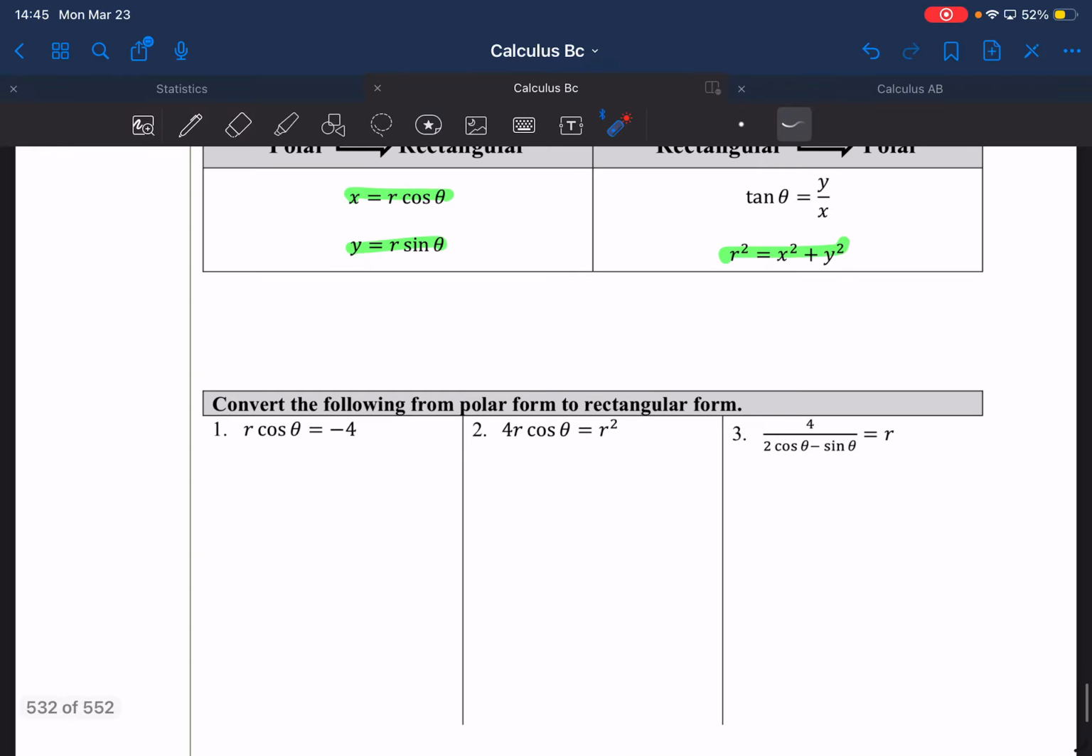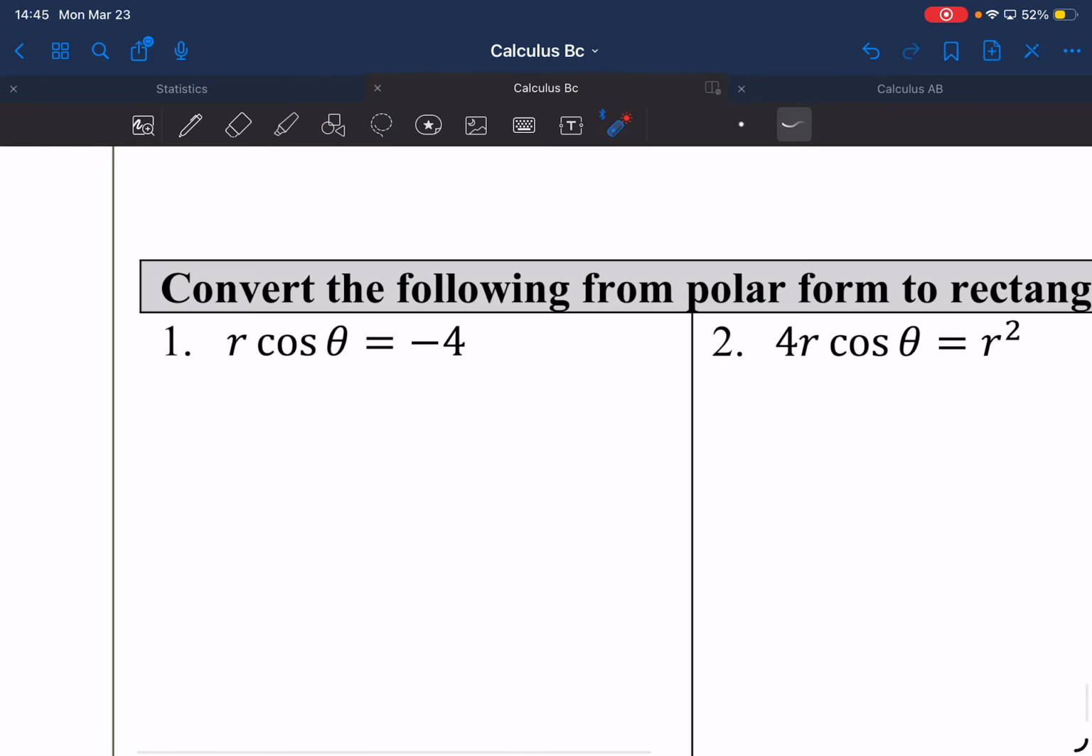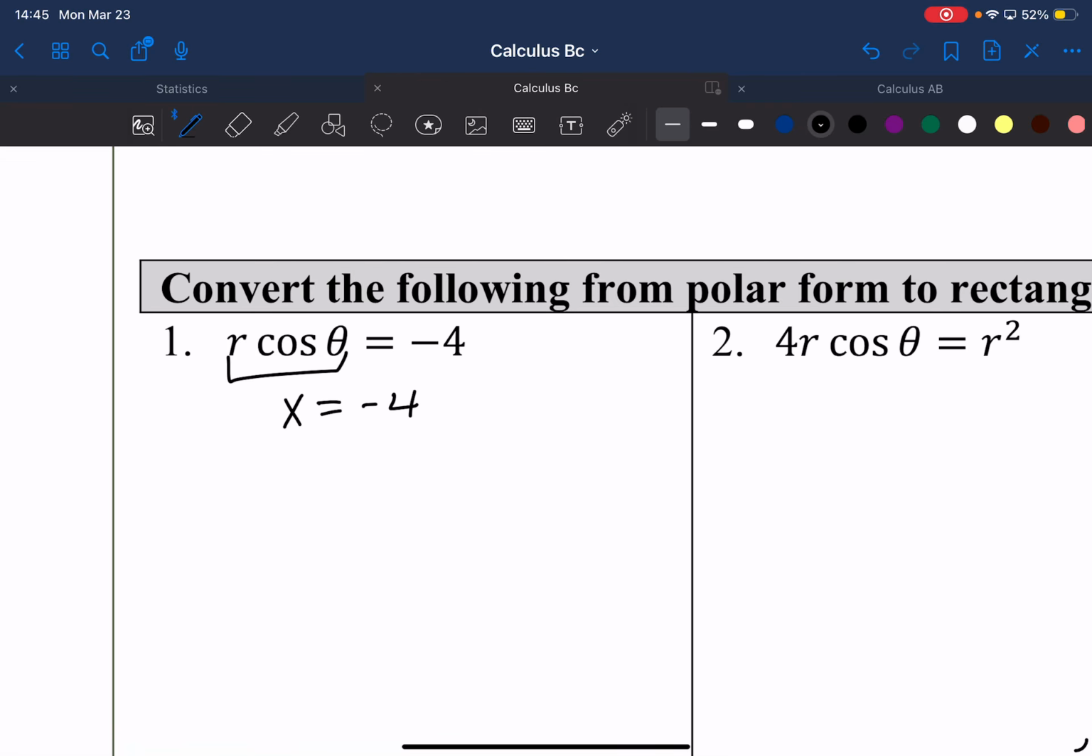Number one says r cosine theta is equal to 4. If we start with just looking at r cosine theta, we know that that's the same as x. So our answer here is just x equals 4. That's going from polar to rectangular. Remember, rectangular is only going to have things in terms of x and y, while polar will have r and theta.